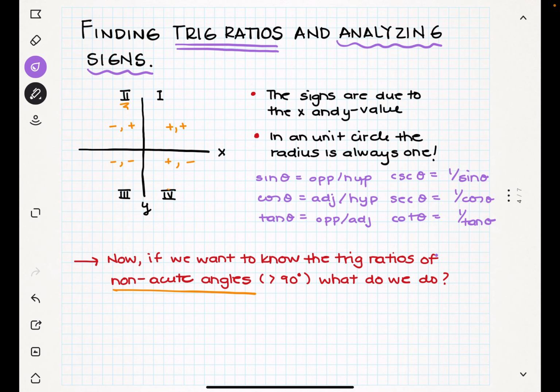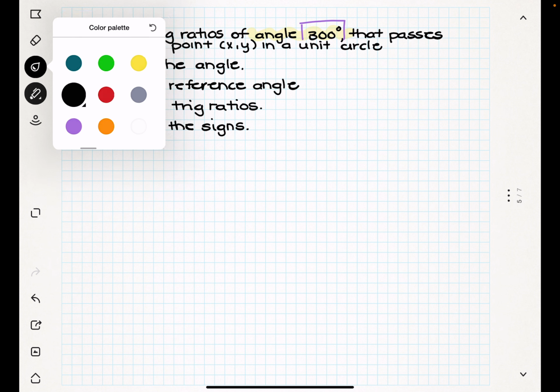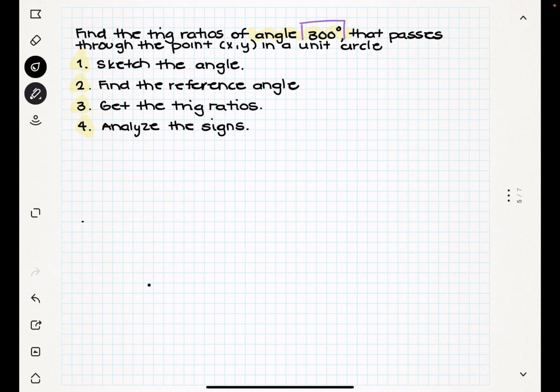So what do we do? In this first example, the instruction is to find the trig ratios of angle 300 that passes through the point x and y, a very generic point on a unit circle. Remember that unit circles have a radius of 1 because they are the unit. The first step is knowing where your angle is. Always draw your angle so you know what you're talking about.